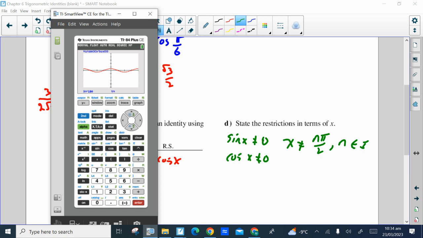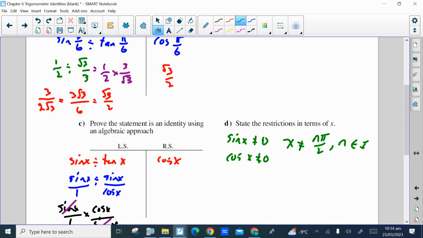So this verifies that our restrictions are every multiple of 90 degrees or every multiple of pi on 2. I wrote them in terms of radians, but I could have written them in terms of degrees as well. It doesn't matter. We're not told one way or the other.